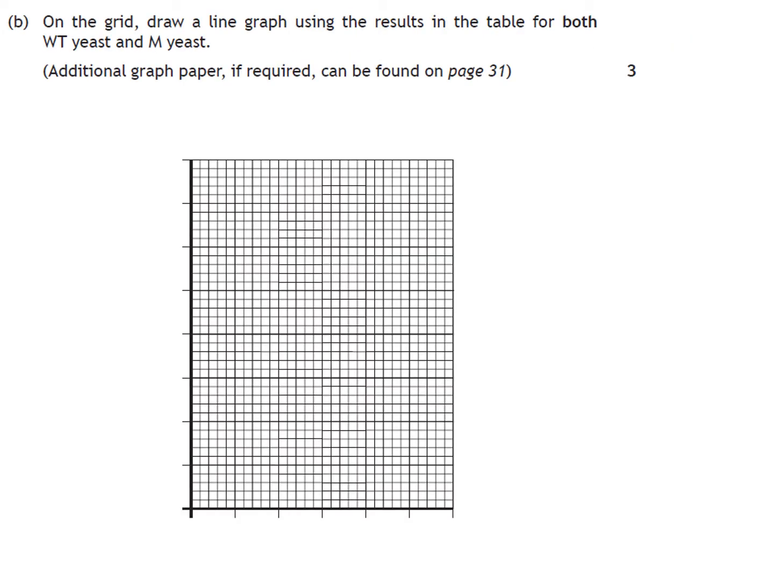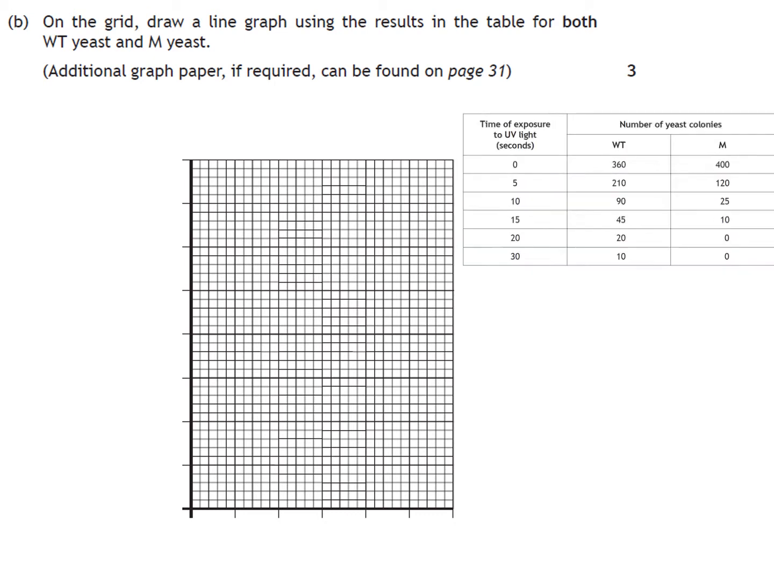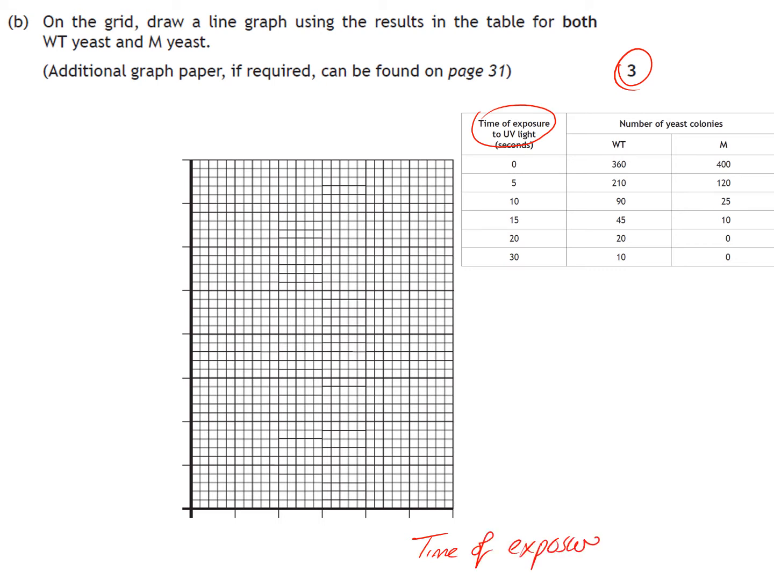On the grid, draw a line graph using the results in the table, here we go, for both wild type and mutant. Now this is worth 3 marks. Most of the graphs you've seen so far have only been worth 2, although always a line. So what we're going to have to do, first of all, is take what we changed, so it goes along the bottom, time of exposure to UV light, and the whole thing, don't miss anything out, just lift the entire title from the table, and this one is going to be number of yeast colonies.